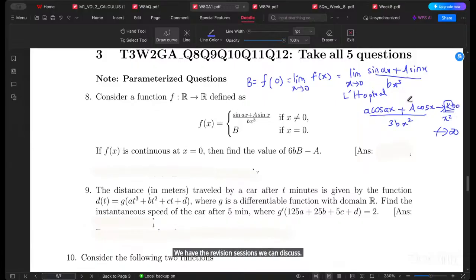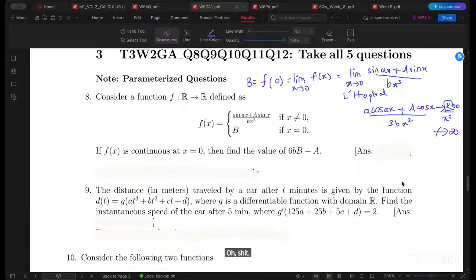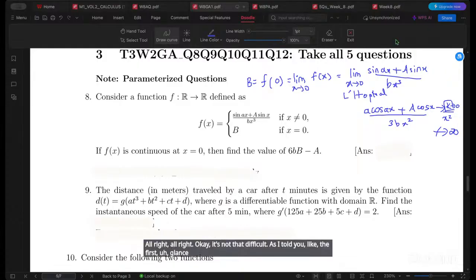Ma'am, is the answer A? That is what you need to find. What is A, you need to find. All right. It's head-breaking, ma'am. Okay, it's not that difficult. As I told you, at first glance, it may look complicated, but it is not that complicated.